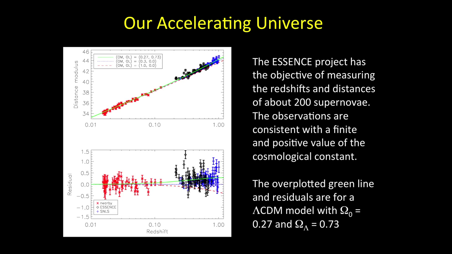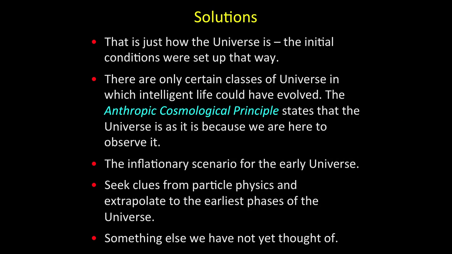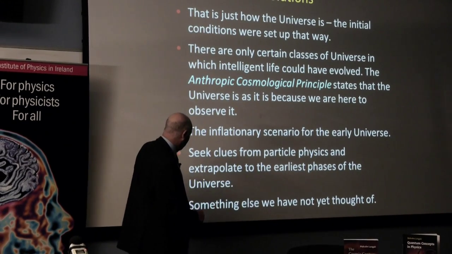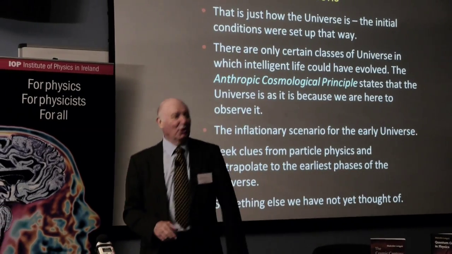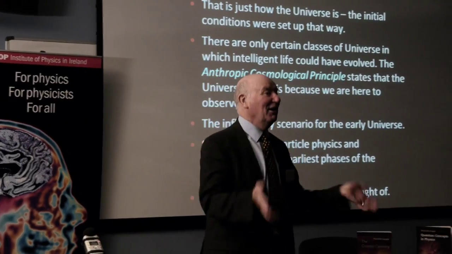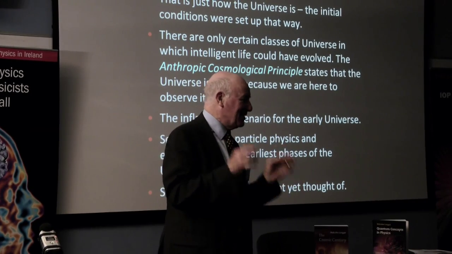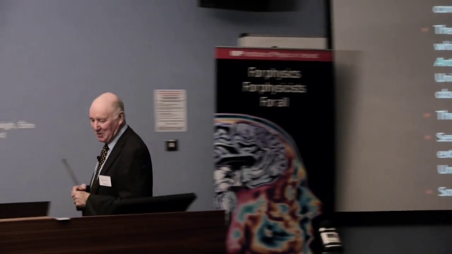So, there's lots more things to be done to understand what's going on, and just the list of these things here. Let me just skip ahead to say that there are various solutions to these parameters, and I won't go through this list here. There are things like the anthropic cosmological principle. The inflation scenario looks very promising, but then there's something else that we haven't thought of. This is what I call the Donald Rumsfeld cosmological model, the unknown unknowns cosmological model. Almost certainly the real answer is something we haven't been clever enough to think about yet in the models. But we'll see what will happen.